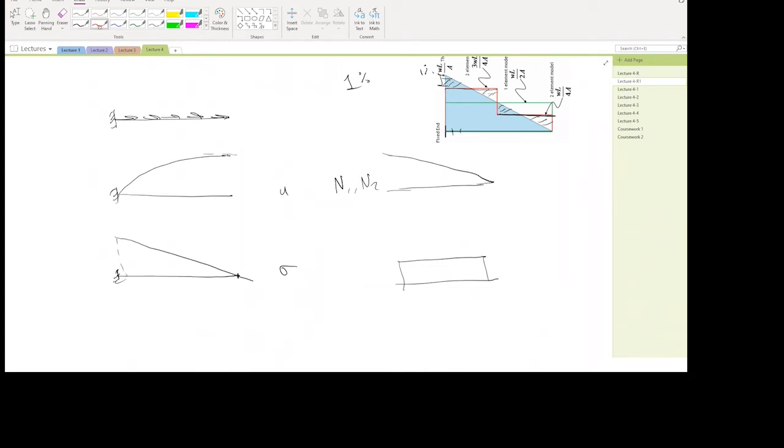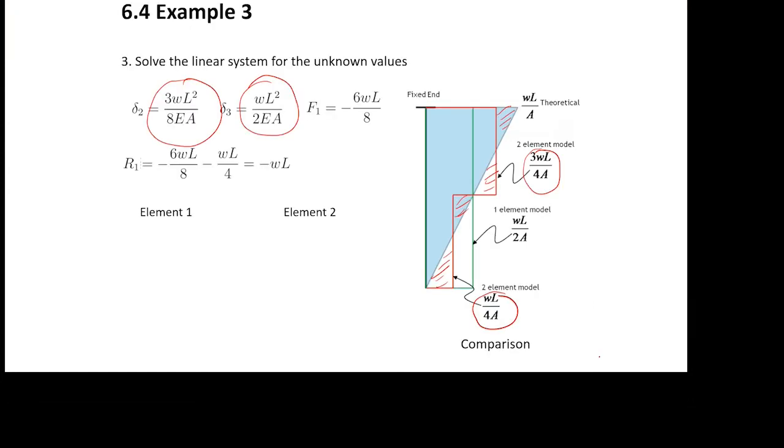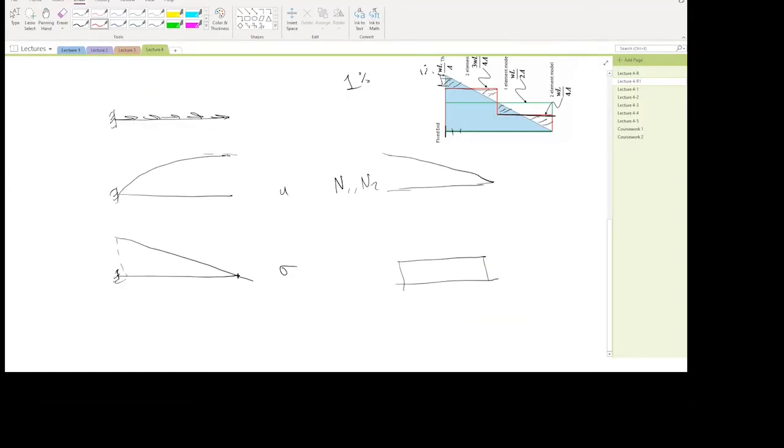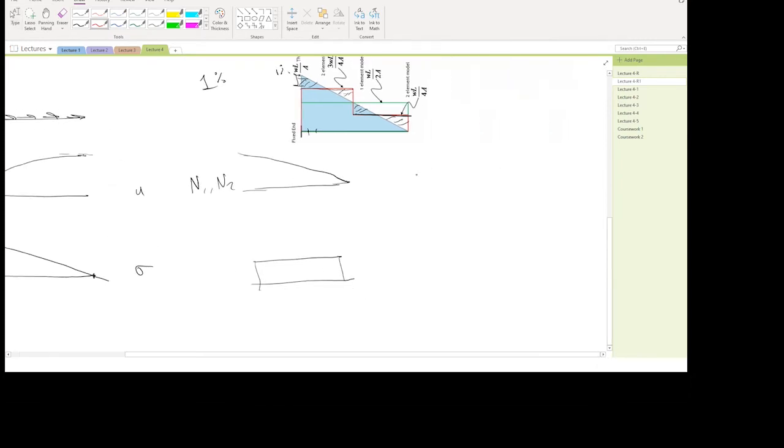So instead of using these lines, how about we use a parabola to interpolate it? And then the derivative of the parabola is going to be a line. And then the parabola can capture the parabola exactly, and the line variation can capture the stress variation exactly. Can we do that?